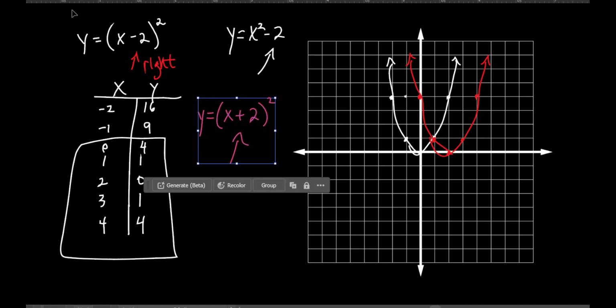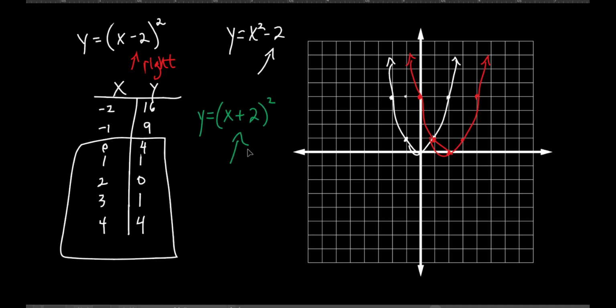Let's just change this to, I don't know, green. Let's go green. I don't use green that much. All right, so what would that do? Just looking at it, you don't even have to do your little chart. Just looking at this, you say, okay, I've got an x squared. It's going to look like a parabola. But what is this plus 2 inside the square? What does that do to my graph? It moves it to the what? To the left two places.